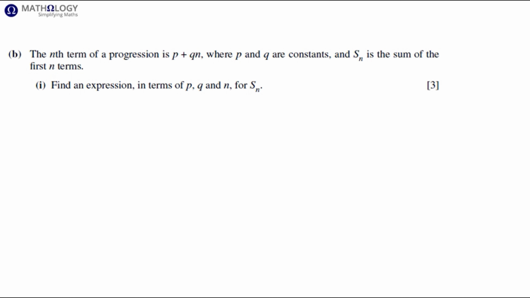The nth term of a progression is p plus qn, where p and q are constants and Sn is the sum of the first n terms. We're required to find an expression in terms of p, q, and n for the sum to n terms. Now, because the nth term is p plus qn, this is clearly an arithmetic sequence, because the nth term of an arithmetic sequence equals a plus d times (n minus 1). So this is clearly in that form.